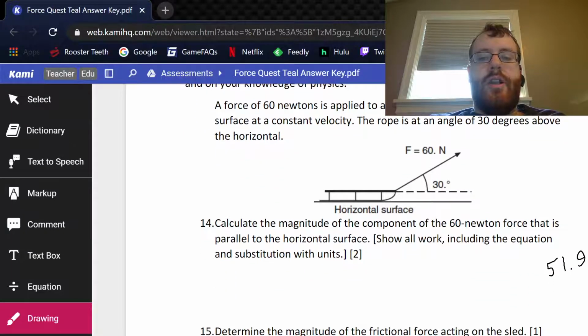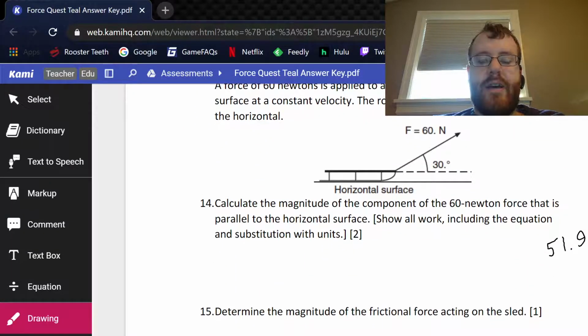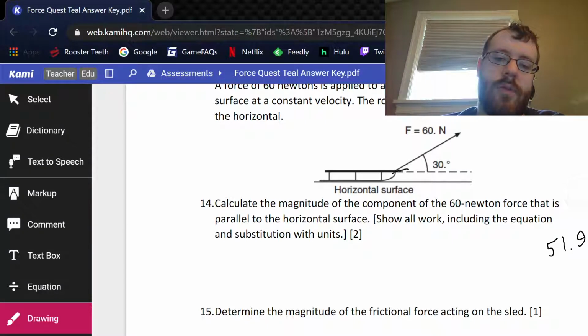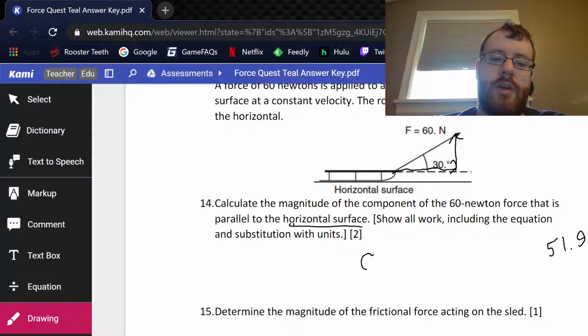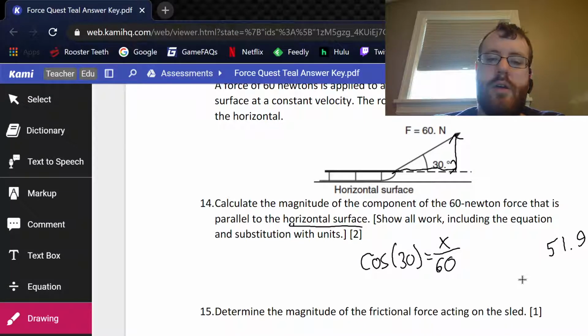All right, here's another kind of force at an angle type of question. So again, I'm going to break this up into its two parts. This is just a vector resolution. And our goal is to find the horizontal part. So it's just going to be cos, because we're looking for the horizontal, of 30 is equal to x over 60. And then if we do the math for that out, we get 51.9 newtons.